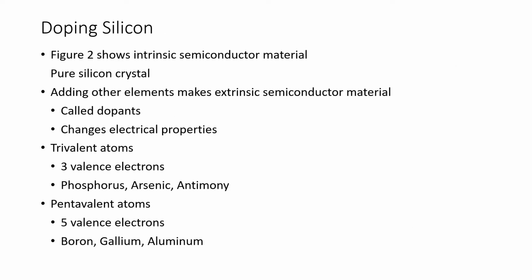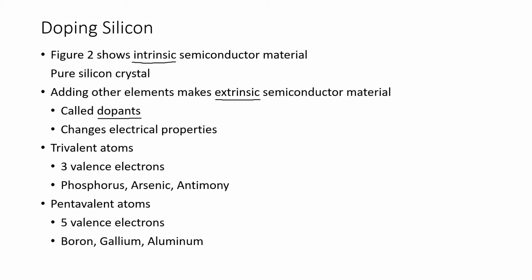Now, again, when we have just a chunk of pure silicon, as we saw in figure 2, this is what we refer to as an intrinsic semiconductor material. In other words, it's just simply pure silicon in a crystalline structure. But what we do is we add other elements to this silicon to create what's called an extrinsic semiconductor material. And the elements we add are called dopants. And by adding dopants to the silicon, we can change the electrical property of the semiconductor material.